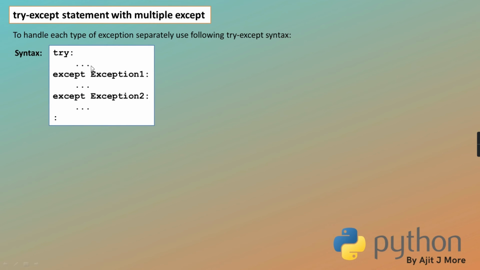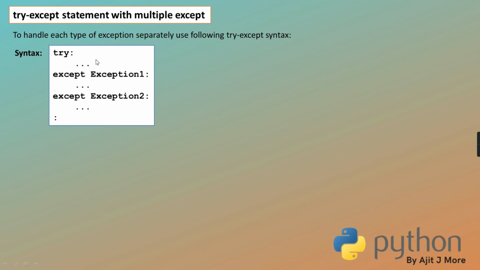See, the syntax is like this. Try, obviously the code which is suspicious code, or the code on which we want to keep continuous monitoring, or the code on which we want to keep a spy. And for what are we keeping the spy? To check whether it generates a problem. But whatever problem occurs, I told you, its corresponding class object is created, and then the control is transferred to except. Now here the except matching process starts.